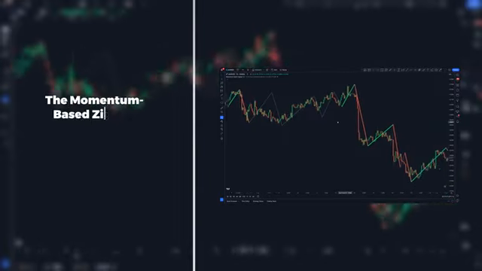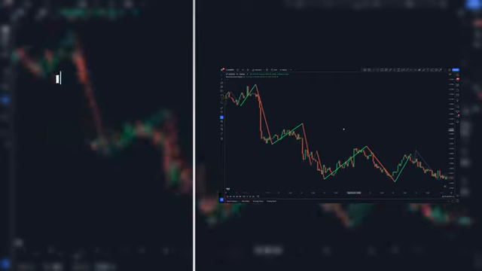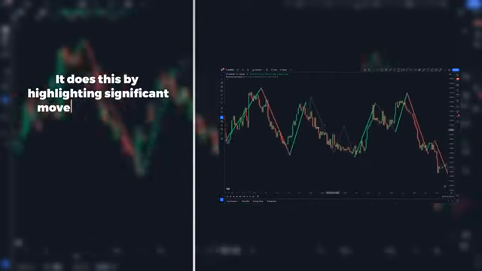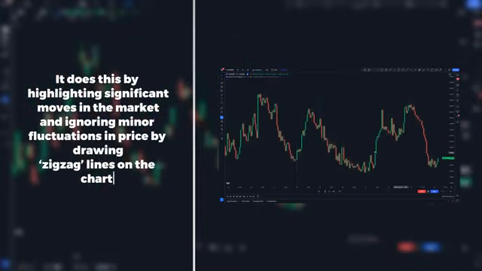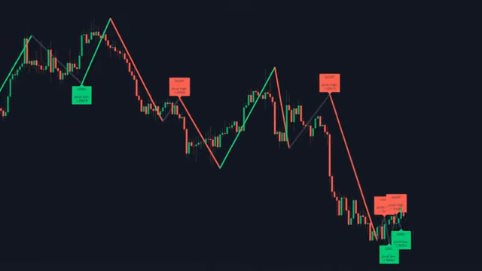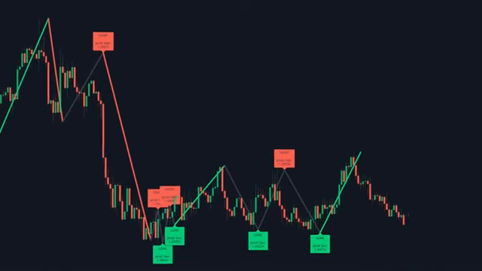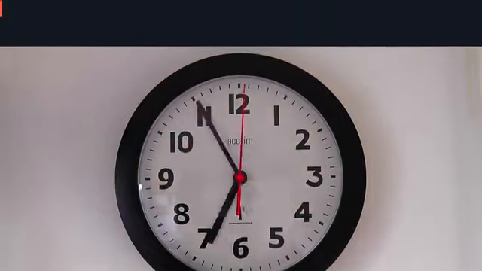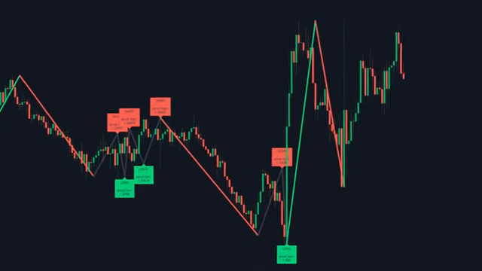The momentum-based zigzag indicator helps traders identify changes in price trends. It does this by highlighting significant moves in the market and ignoring minor fluctuations in price by drawing zigzag lines on a chart. Now, typically, a traditional zigzag indicator confirms pivot points based on a set of predefined rules, usually involving a time factor, meaning a pivot point gets confirmed after a specific number of candles have passed.